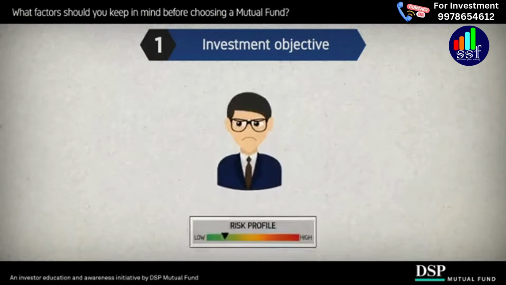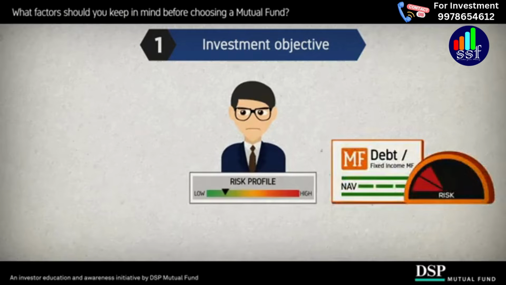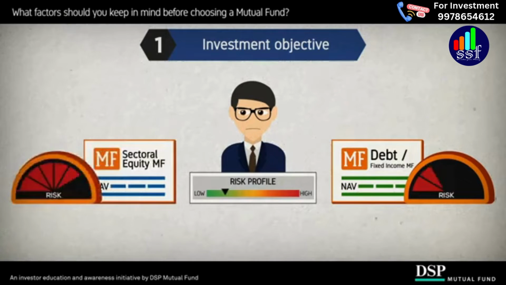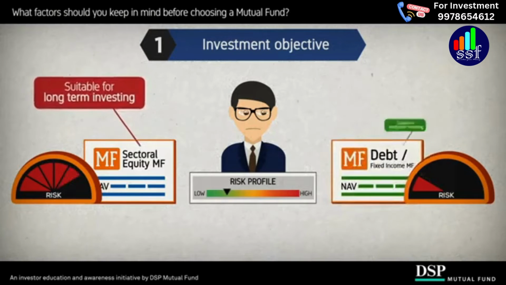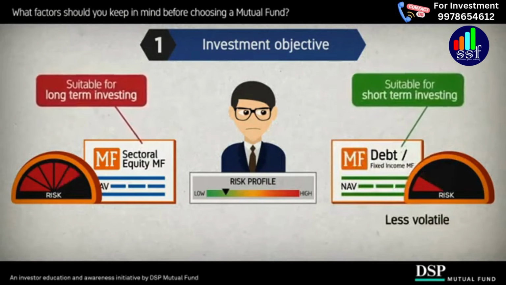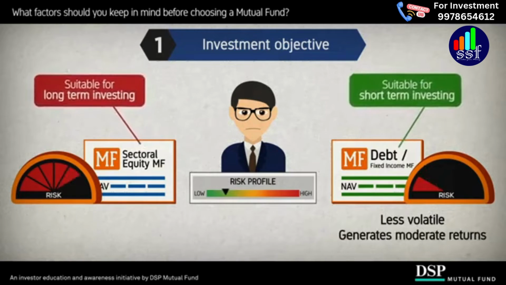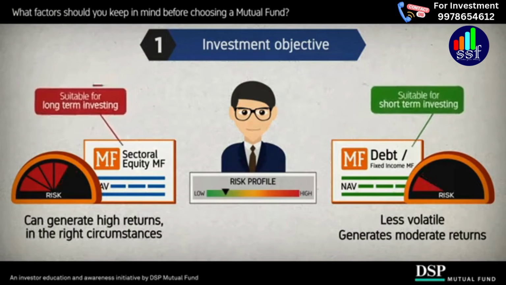Considering your life stage and risk profile, you would have been better off investing in a low-risk debt or fixed income fund. Unlike a sectoral fund which can be risky unless you remain invested for 5 to 7 years, a fixed income fund is suitable for shorter time horizons as its price does not fluctuate much and it can help generate moderate returns as well. Remember that the product you chose wasn't at fault. It simply did not match your needs.